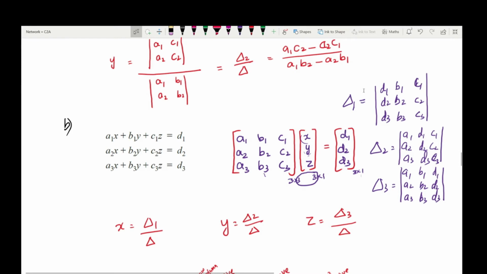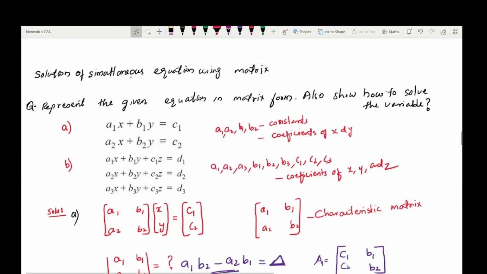One more point, how to obtain delta 1, delta 2 and delta 3. In order to find the x variable, you replace the first column entries with D1, D2, D3. Then that matrix is delta 1. If we remove B1, B2, B3, the second column entries, and insert D1, D2, D3 in that position, the determinant of that matrix is delta 2, and so on, delta 3 also. This is the way of solving simultaneous equations using the matrix method.